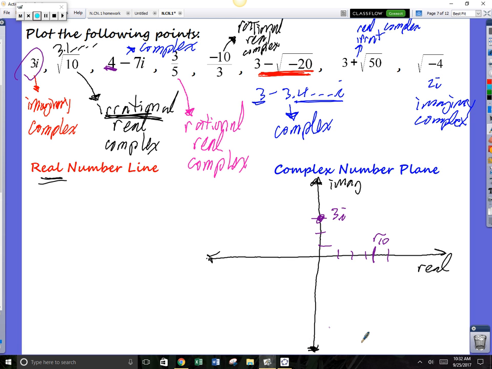So it's going to end up in quadrant 4. So if you go right 4, but then it's a negative 7 imaginary, so now you got to go down 1, 2, 3, 4, 5, 6, 7. So it ends up like right here. This point is the point 4 reals minus 7 imaginaries. Ends up clear in the middle of quadrant 4.